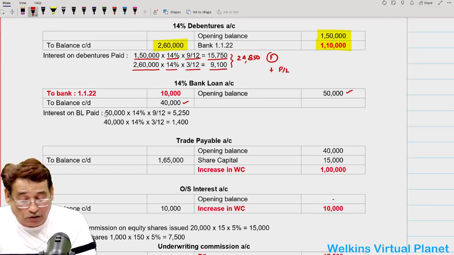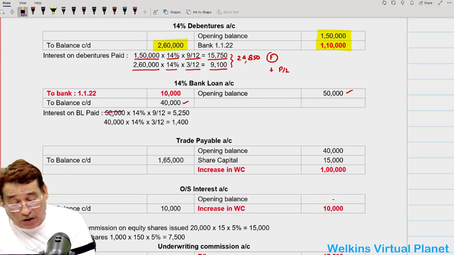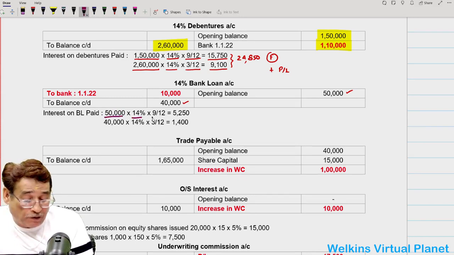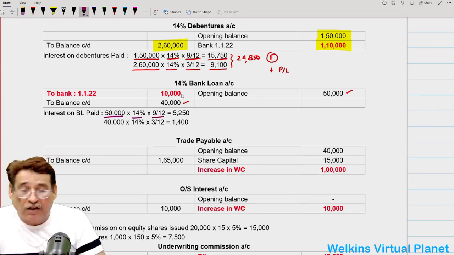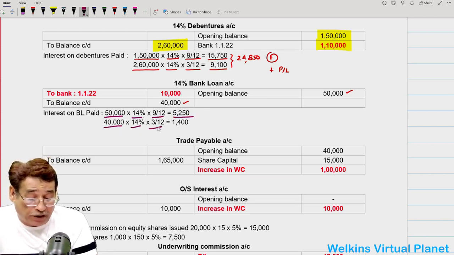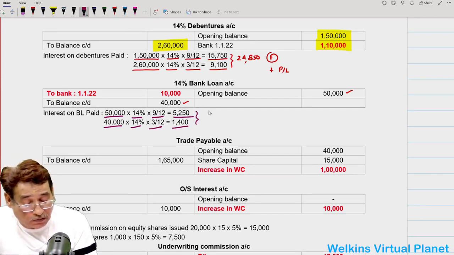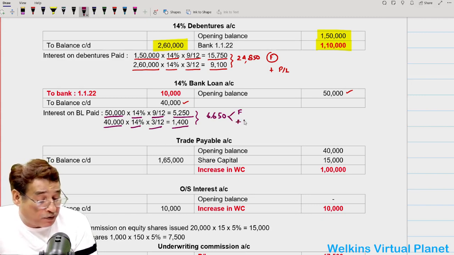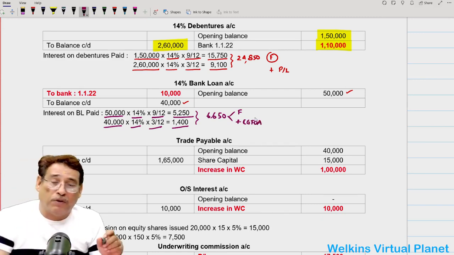So, in this case, again, you will compute the interest paid on bank loan. You had 50,000 worth of bank loan in the beginning, correct? In the beginning, you had 50,000. So, 14% for 9 months, because after 9 months, you repay 10,000. So, first you compute interest on 50,000 for 9 months. Then on 40,000 at 14% for 3 months. So total interest paid will be equal to 6,650. Now interest paid, once it will appear in the financing activity, and then it will be added back to your cash generated from operating activity when you compute, correct?